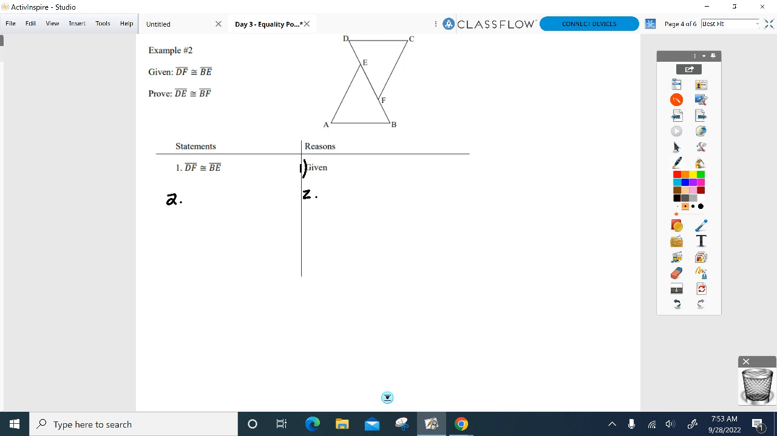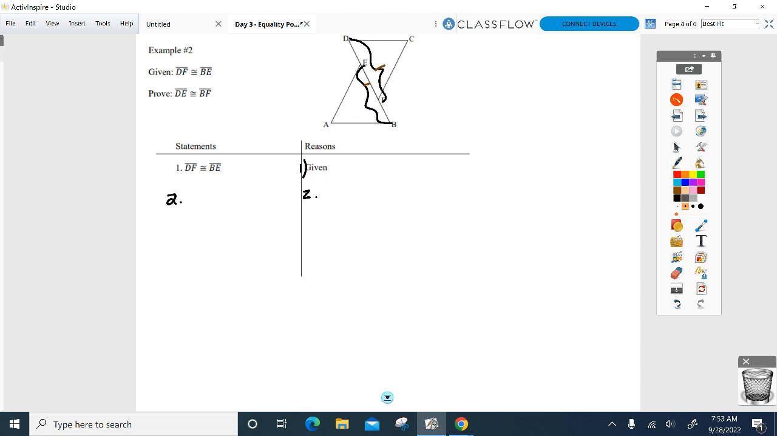All right, here we go. DF equals BE. However you want to mark that, this is how I mark it. I just do a little DF, BE, and put my hash mark on that. You don't have to do that, however you know. And look at where I need to go. I need to go to DE and BF. Bigger or smaller from the givens to the proof?